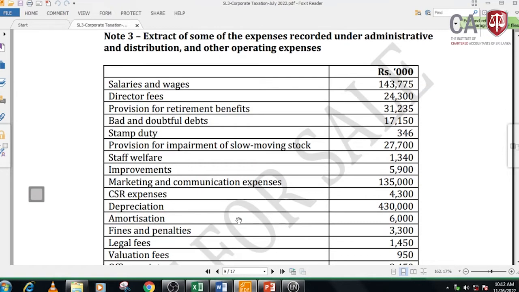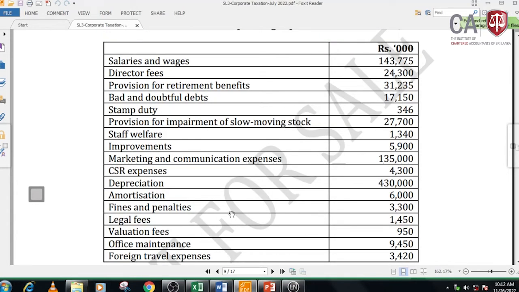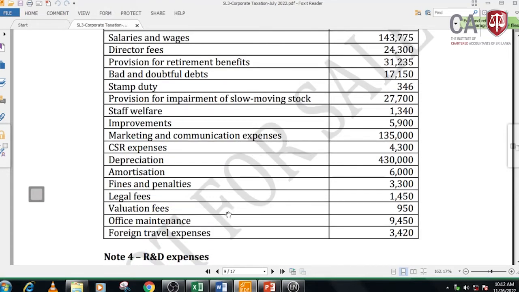Staff welfare, we need to go through that. Improvement, need to go and apply section 14 if necessary. Marcom expenditure, section 15A. CSR expenses, anywhere disallow. Depreciation, amortization, fines and penalties, all three disallow. Then the legal fees, we need to look at the nature. Valuation, again we need to look at the nature. Office maintenance, foreign traveling, all based on the nature we can determine whether it will be allowed or disallowed.